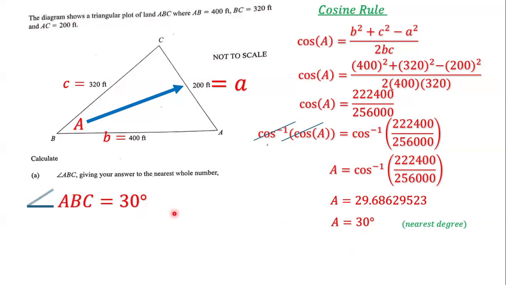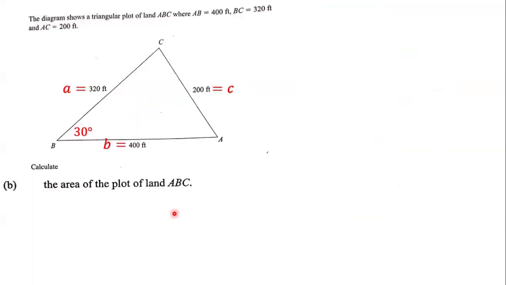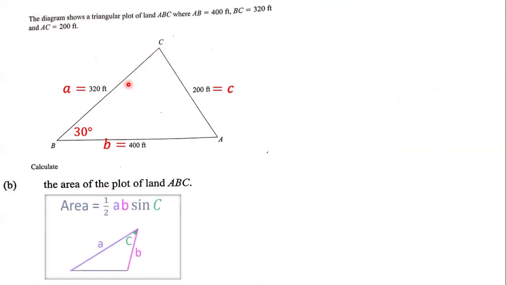So that's what we have. Angle ABC is equal to 30 degrees. Next, we have to figure out what is the area of the plot of line ABC. So basically, we have to figure out what is the area of this triangle. In order to figure out the area of the triangle, we are going to use this formula. And the formula says that the area of the triangle is equal to a half ab multiplied by sine C.